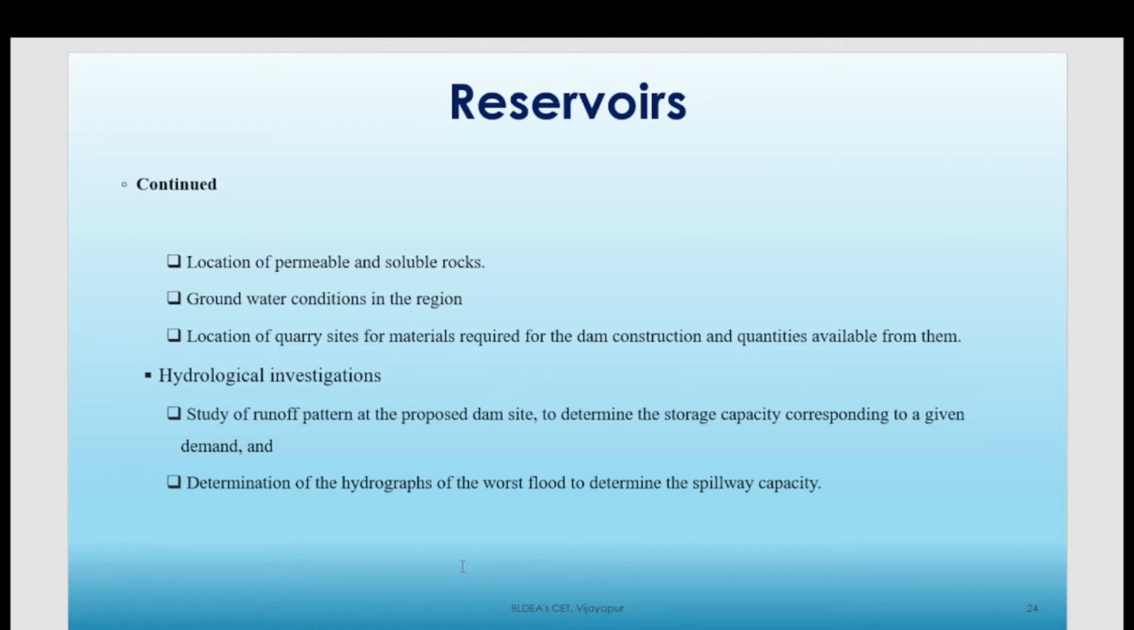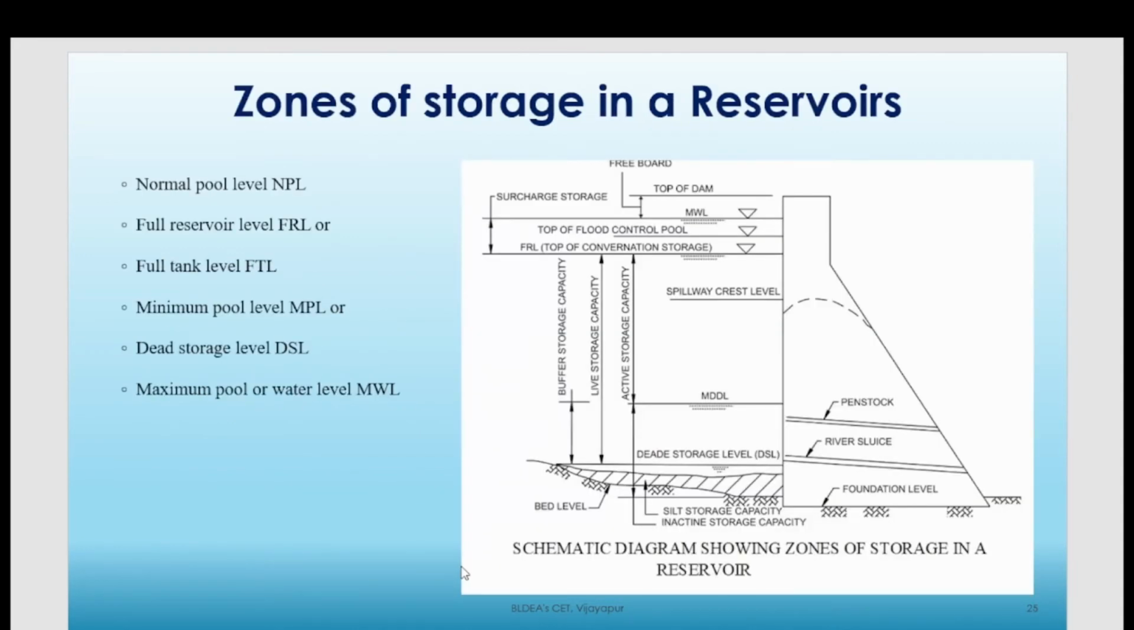So after the maximum water level, you can see that there is a top flood control pool. Then we have FRL, which can also be called full tank level or full reservoir level. Full reservoir level is the maximum level of water that can be stored. We should not store water beyond that level.